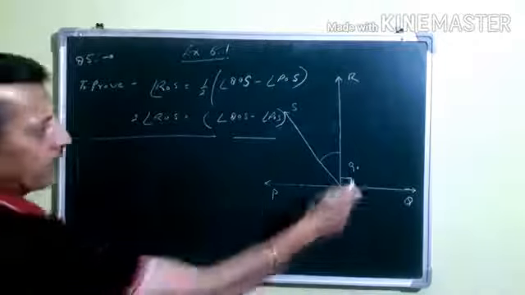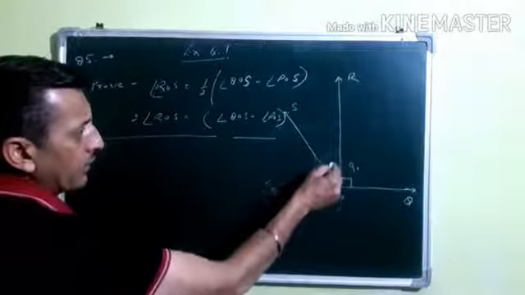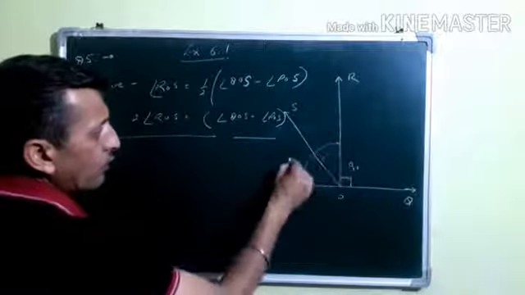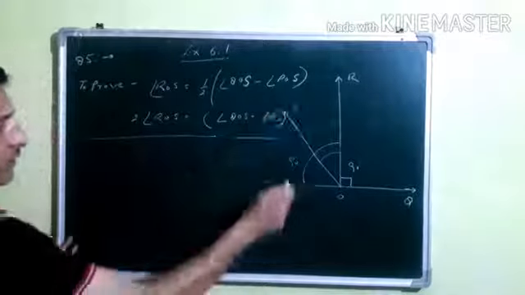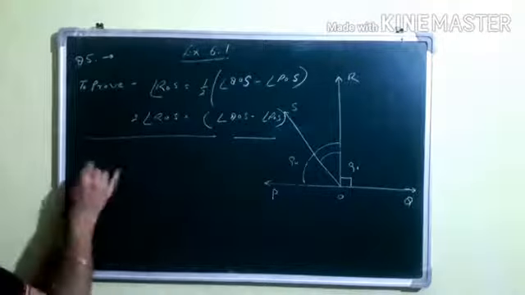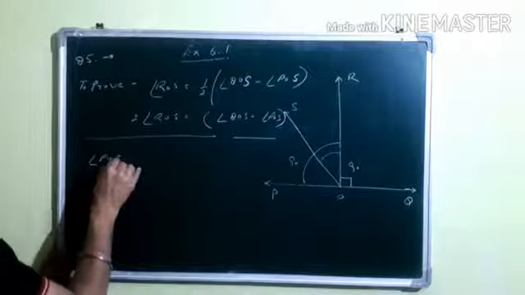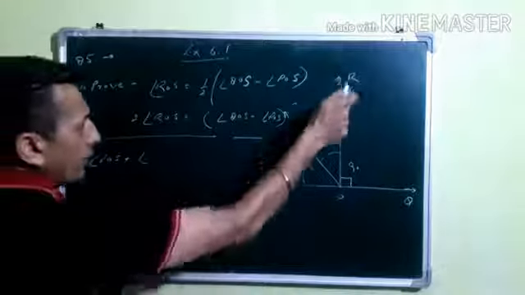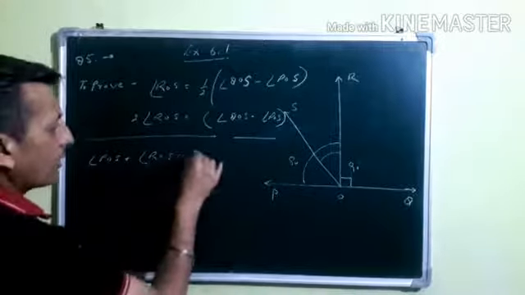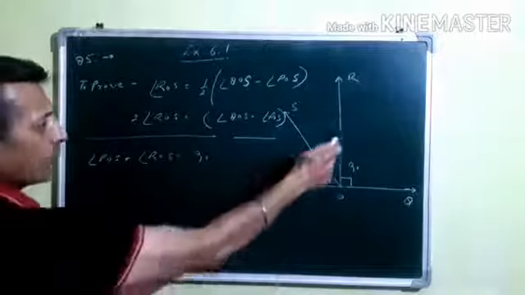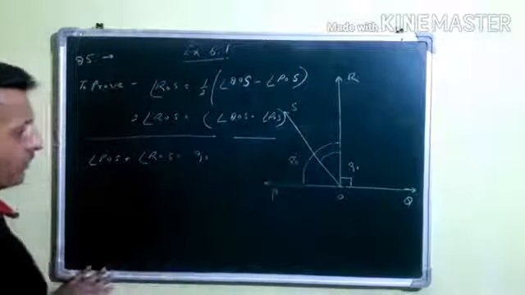Now, it is given that it is 90 degrees. So clearly this total is also equal to 90 degrees. But this 90 is divided into 2 parts. The first part is POS plus the second angle ROS, and that is equal to 90 degrees. So this 90 is divided into 2 parts, this one and this one.